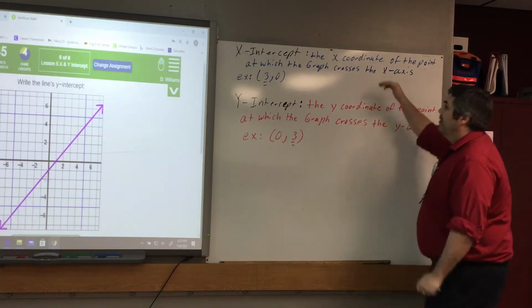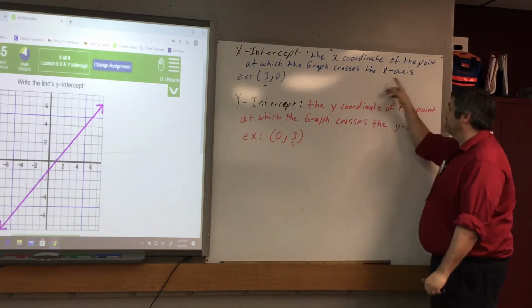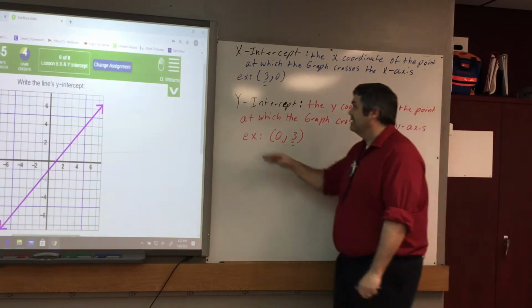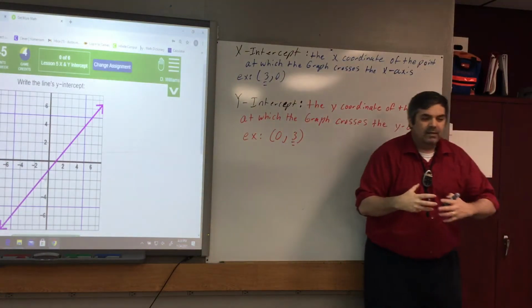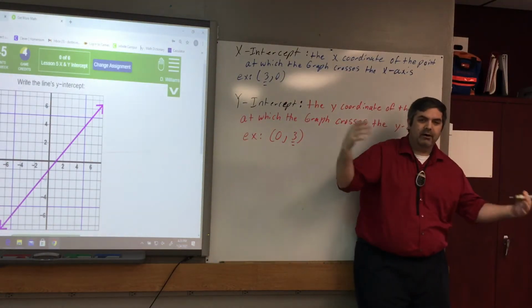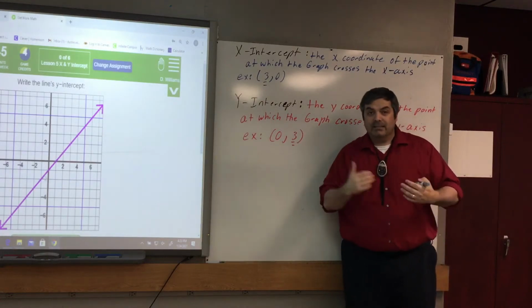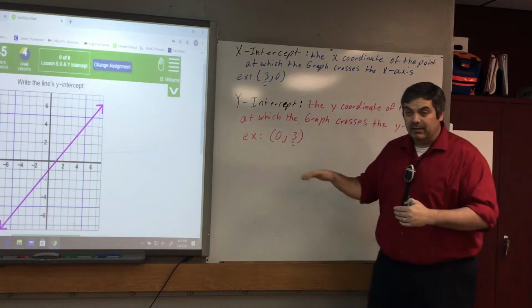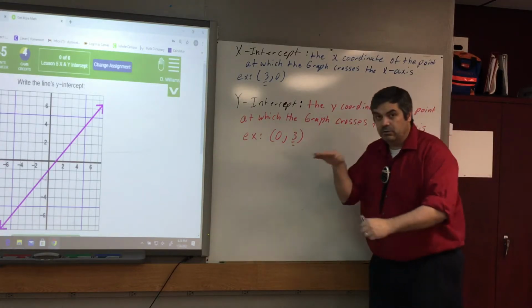All right, so x-intercept: the x-coordinate of the point at which the graph crosses the x-axis. Let me give you an example, (3, 0). All this is saying is where this line on our graph crosses our x-axis. Now remember that the x-axis is the horizontal line at the bottom, or the center of your graph, whatever, it's the horizontal line.